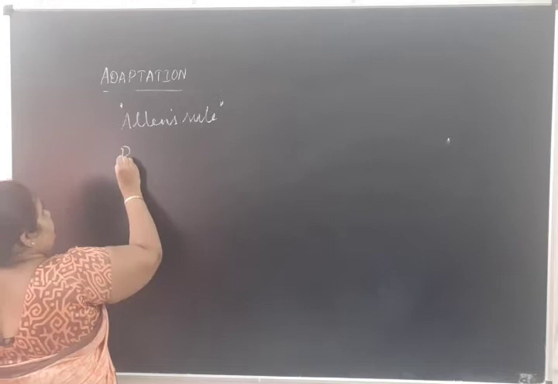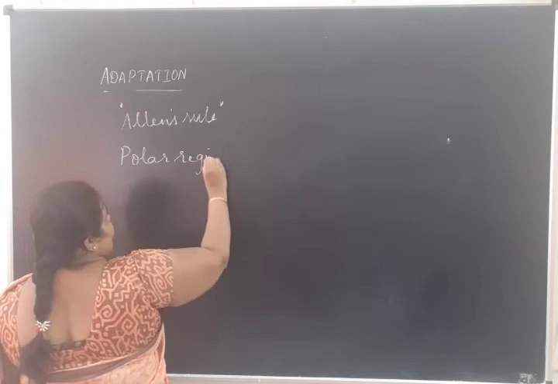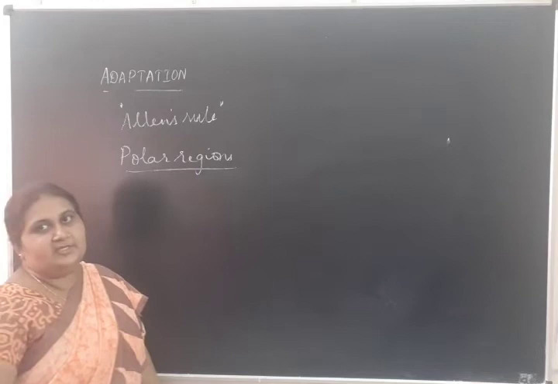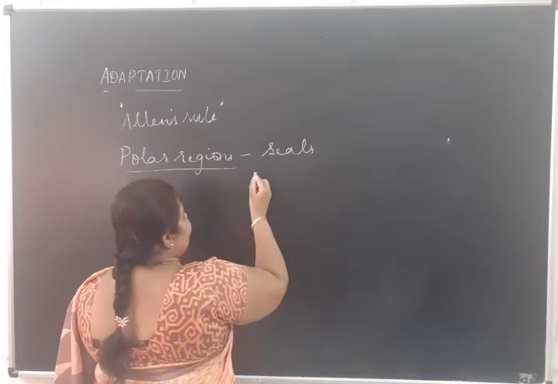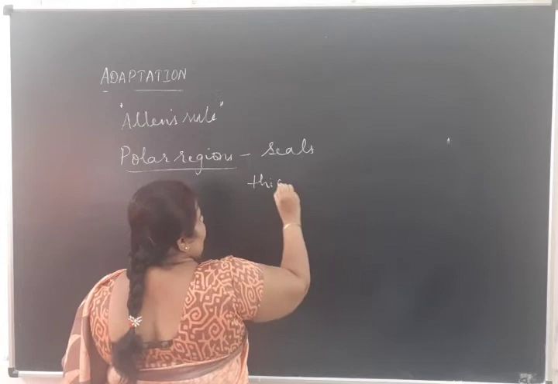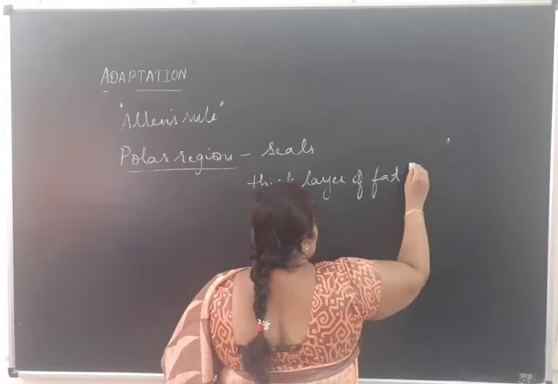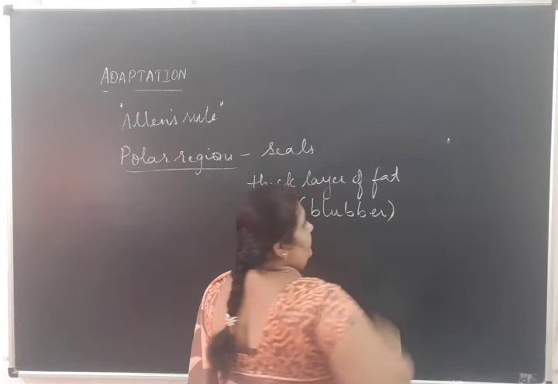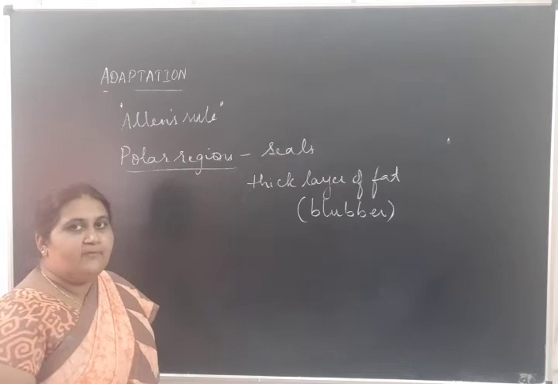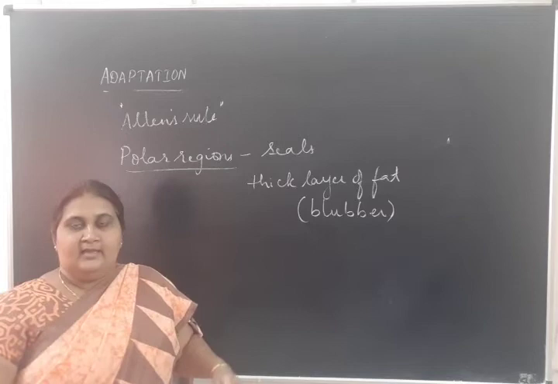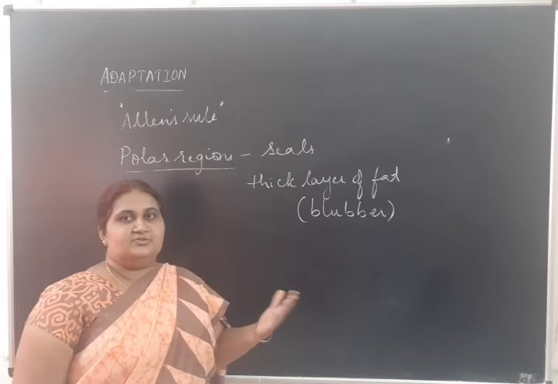In polar regions, you know that the temperature is zero or sub-zero. Animals like seals have a thick layer of fat below their skin, called blubber, which acts as an insulator, providing insulation that prevents heat loss from the body to the surrounding environment.